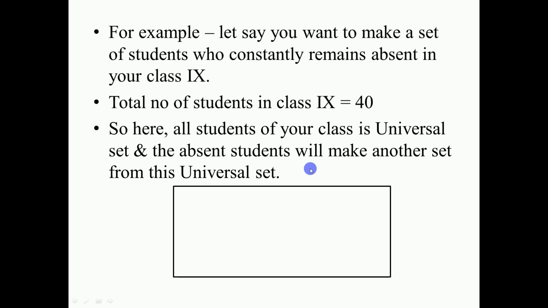So let us draw the Venn diagram for this. Consider that this is a rectangle, and the total number of students we have taken as the universal set, and there is one more set containing the students who remain constantly absent. These are the absent students in your class 9th. Now you can see in this Venn diagram, this is your whole class of 40 strength, and the absent students, let's say 10 absent students, will come under this set. But as you can see, your absent students are a part of this whole class. So basically whatever set you make is part of the universal set.